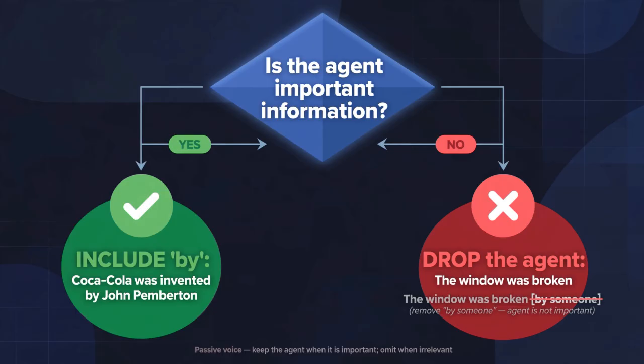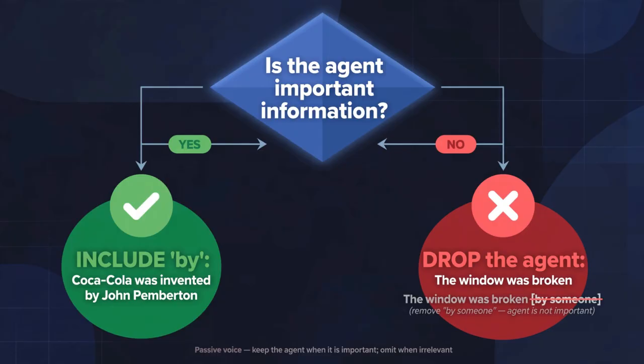A note on the agent. One quick but important point. In passive sentences, the doer of the action is called the agent, and it's introduced with the word by. But here's the thing. You don't always need to include the agent. In fact, in many cases, dropping the agent is exactly why you used the passive in the first place. Include by only when the agent adds important information. If the agent is unknown, obvious, or irrelevant, just leave it out.